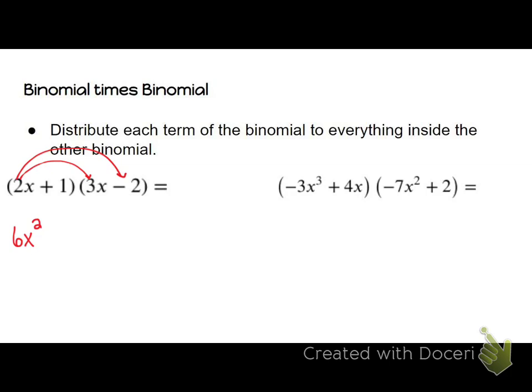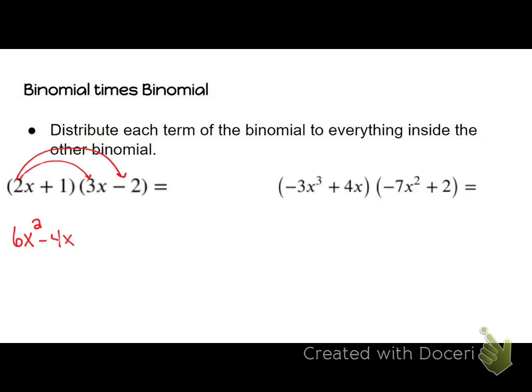Okay? Then I'm going to distribute 2x times negative 2. What's 2 times negative 2? Negative 4. And then don't forget your variable. What's your x? Yeah, you have to take that x with it. Okay. So I did the first part of my problem.